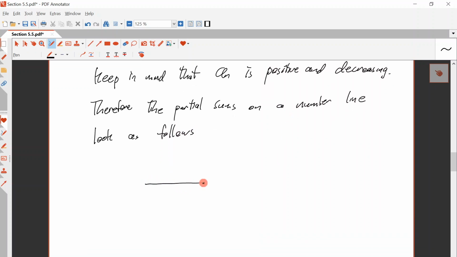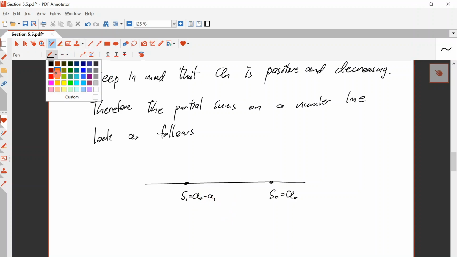Alright, so here is A1, say. So that's not S1, A1. That's S0, right, which is equal to A0. And then you're subtracting to get S1. So here's partial sum S1, which is equal to A0 minus A1.